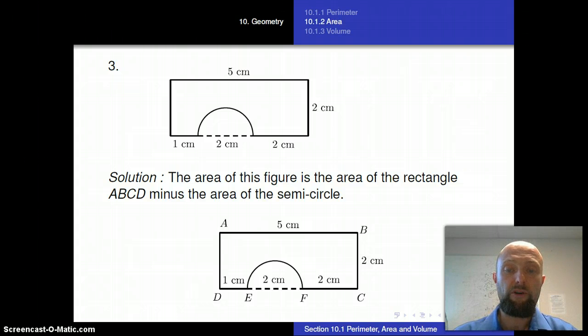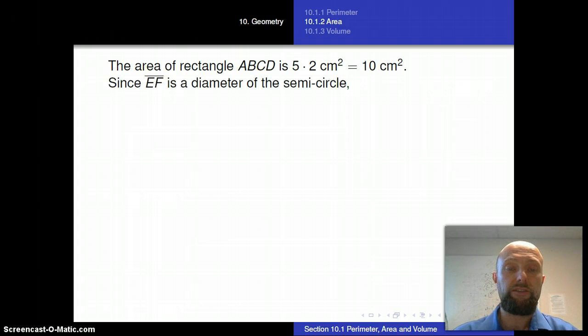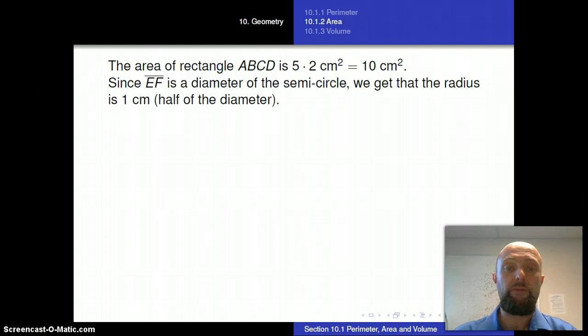To find the area of the semicircle, we need to know the radius. Here the diameter is 2 centimeters, so the radius will be 1 centimeter. The area of the rectangle ABCD is length times width, which is 5 times 2 square centimeters, so 10 square centimeters. Since EF is the diameter of the semicircle, the radius is 1 centimeter, namely half of the diameter.